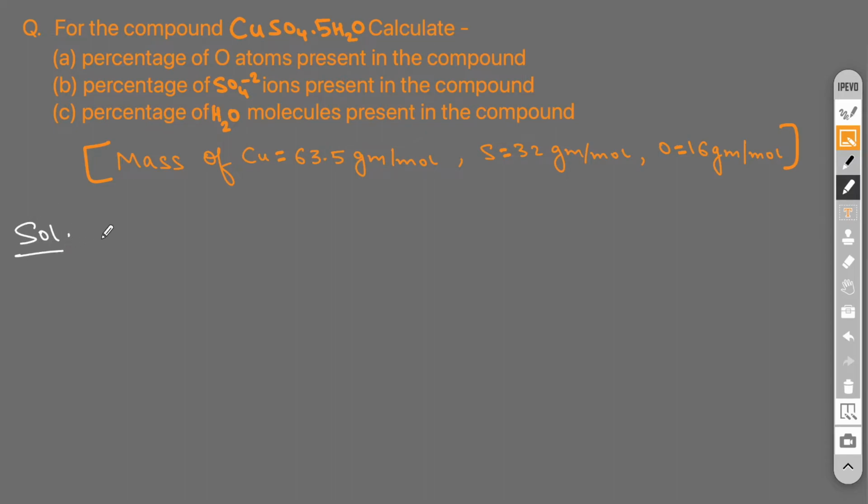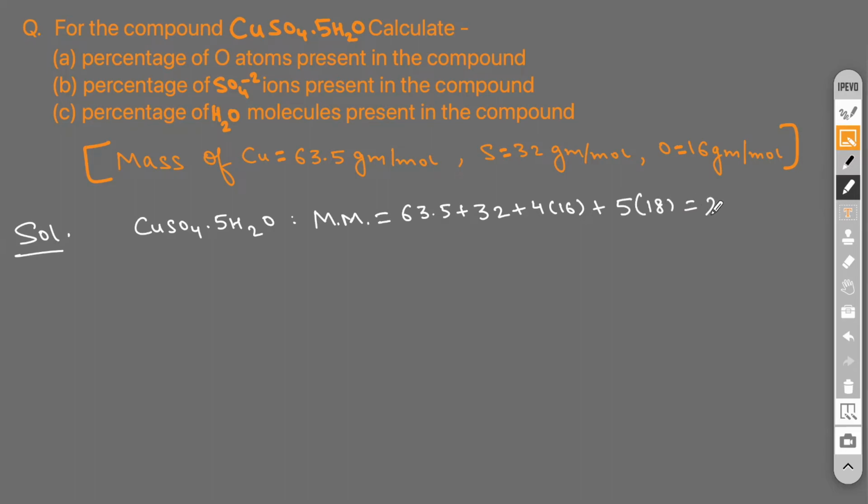Pause the video and solve by yourself. Now we'll solve it. Here we have CuSO4.5H2O. This is the main compound. We'll calculate molecular mass for this compound, which is 63.5 plus 32 plus 4 times 16 plus 5 times molecular mass for water, which is 18. On calculating value, it will come out to be 249.5 gram per mole.